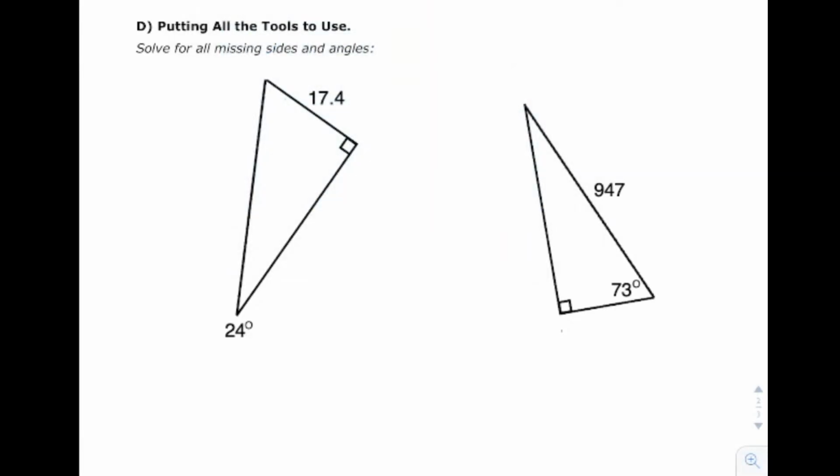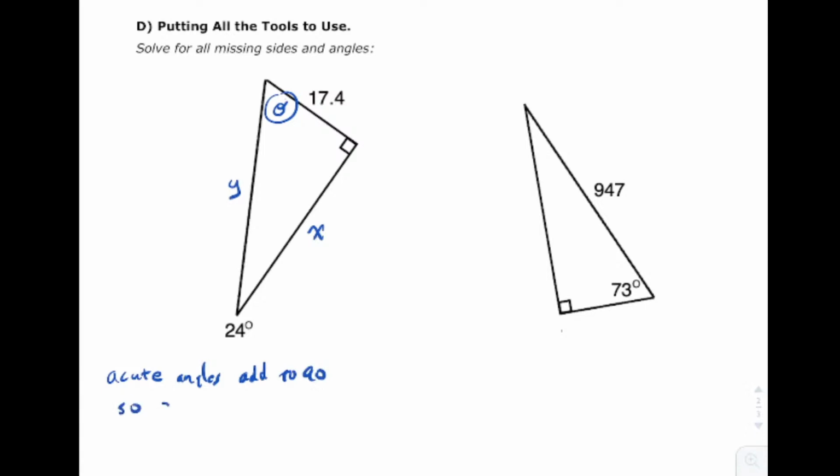So I'm looking at this triangle on the left here. And I'm asking, okay, what's missing? Well, nobody gave us this side. Nobody gave us this side. And nobody gave us this angle. I guess everything else is good, right? Yeah, we got the 24 degrees, we got the 17.4, so that's all we're really missing. We can do this right away, using that idea that the acute angles add to 90.